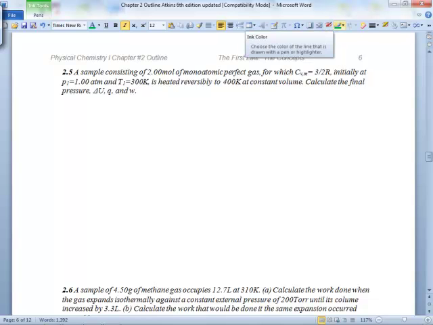A sample of 2 moles of monatomic perfect gas. You're going to start seeing this a lot. The reason why they do this is because then you know what the molar heat capacity at constant volume is. Diatomic gas will be something else. But that's why they do this. It's initially at 1 atmosphere and 300 Kelvin. It's heated reversibly to 400 Kelvin at constant volume. Calculate the final pressure, internal energy, Q and W.